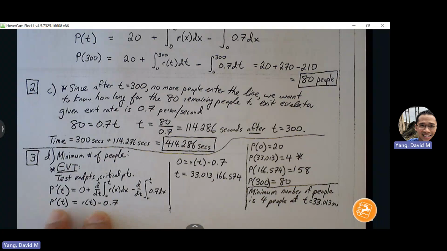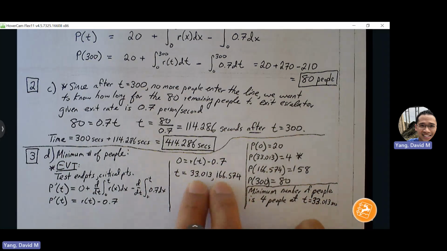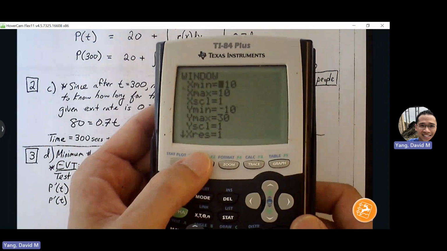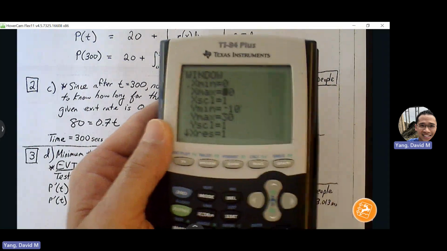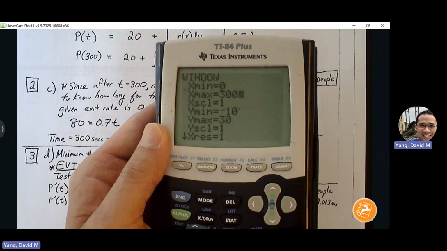So I want to figure out where p prime is equal to 0. So I set r of t minus 0.7 equal to 0. Graph this equation and find the t values. Now you're going to have to adjust your window because you're looking for t values between 0 and 300. So you have to sketch this graph, but also adjust your window. You may have to go to your window and adjust your x min, x max from 0 to 300, just so that you can see the full extent of your x-intercepts.